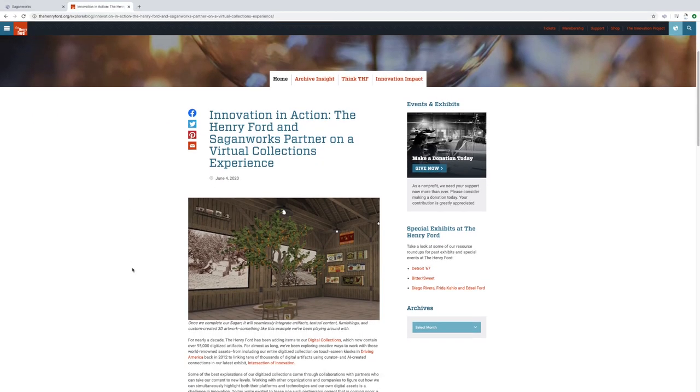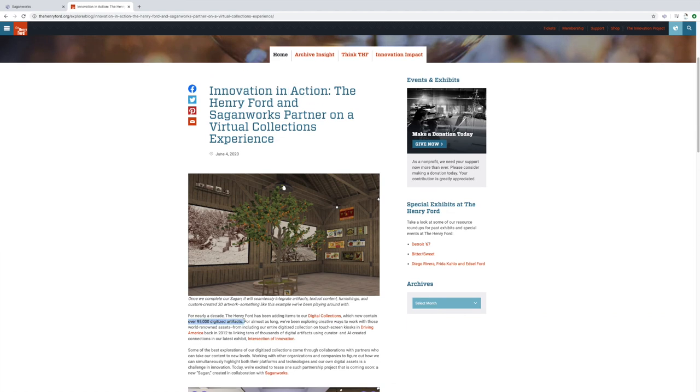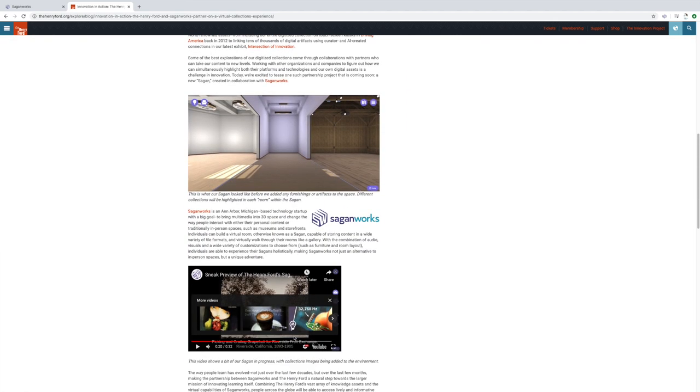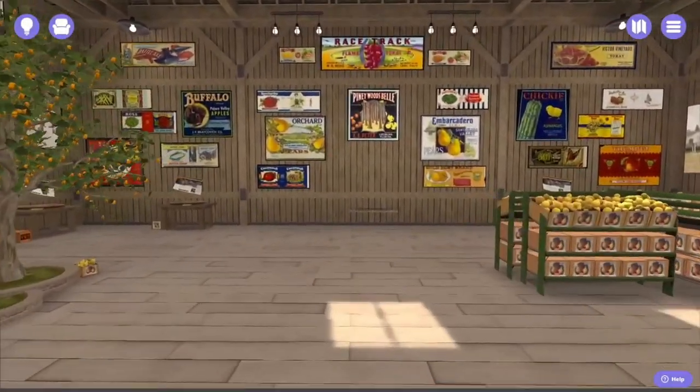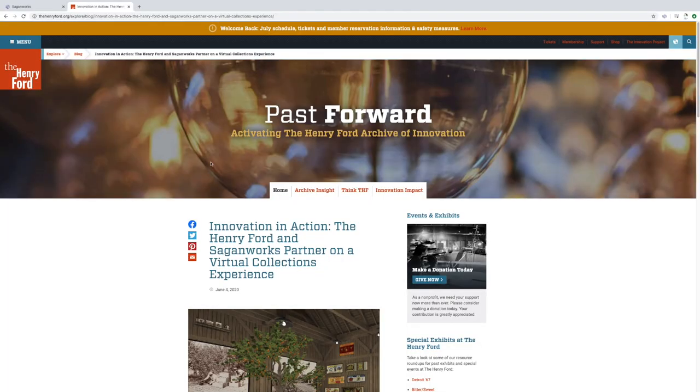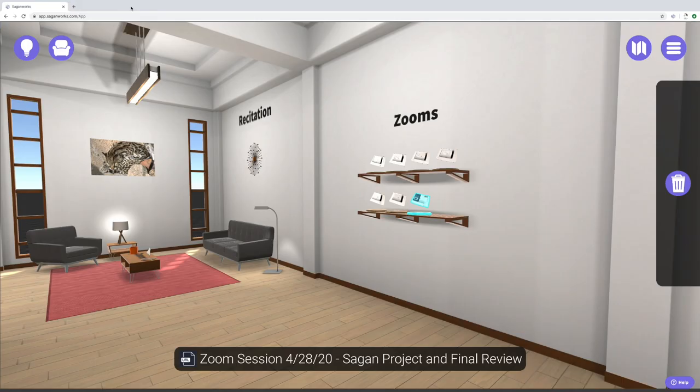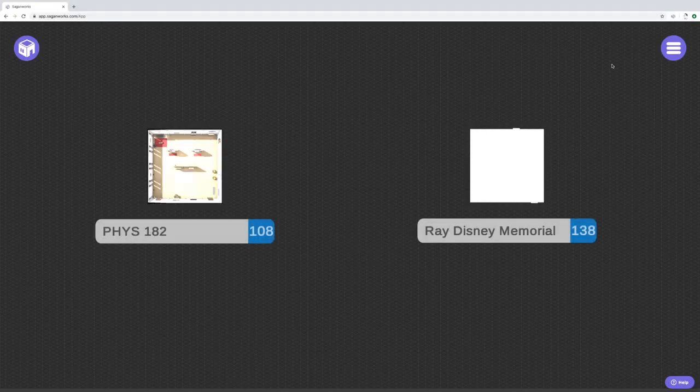My students weren't the only ones working on virtual exhibits, though. Detroit's sprawling historical museum, the Henry Ford, recently announced their collaboration with Saganworks on the construction of a virtual space for their vast collection of digitized artifacts. Given how beautiful this technology is, I wouldn't be surprised if the Smithsonian or Library of Congress followed suit.